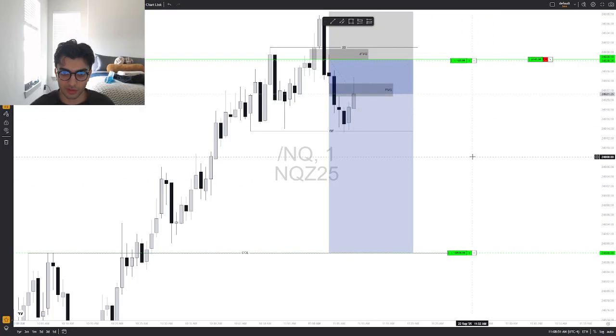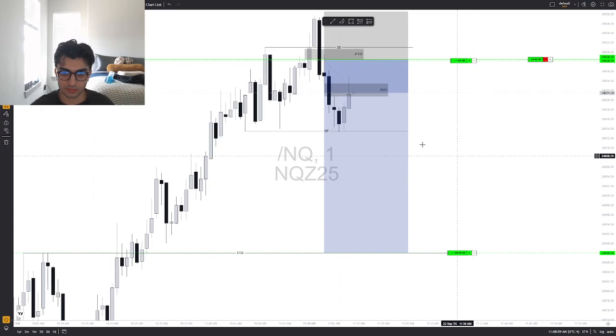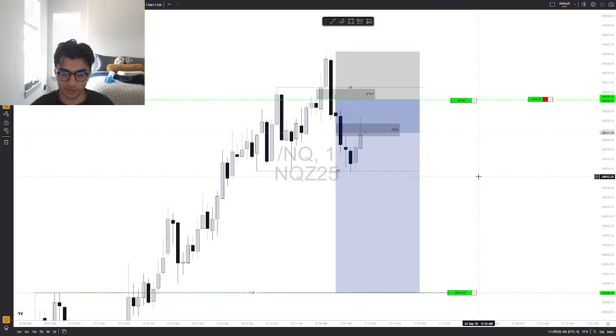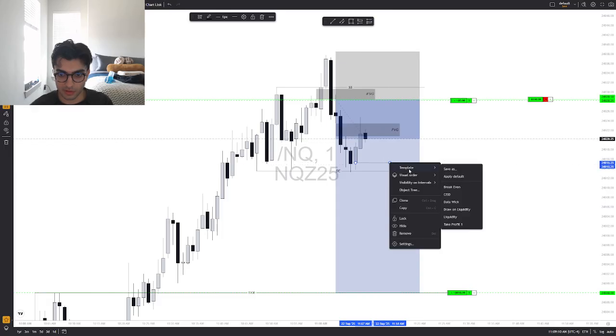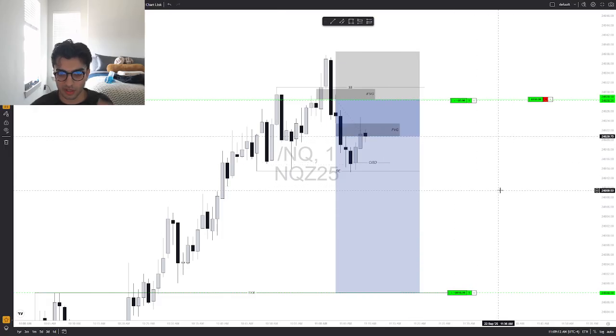If we can start moving back down here, that would be really nice. So I need a sharp green candle down, or red candle. And for the CISD, that would be right there. So that'll give me extra confirmation that we're moving lower.